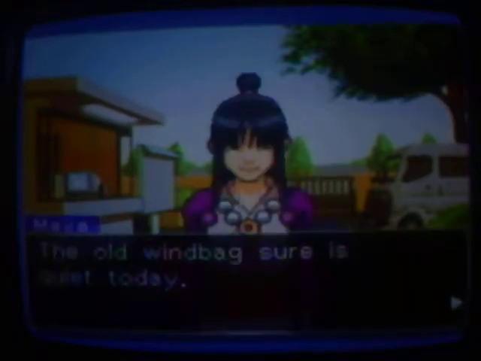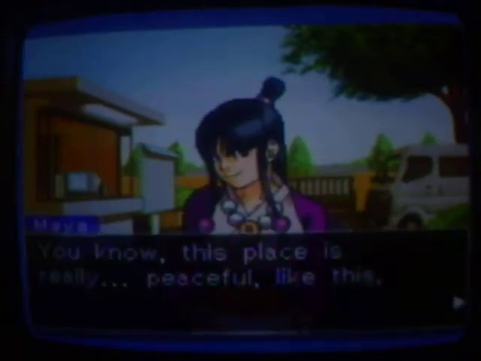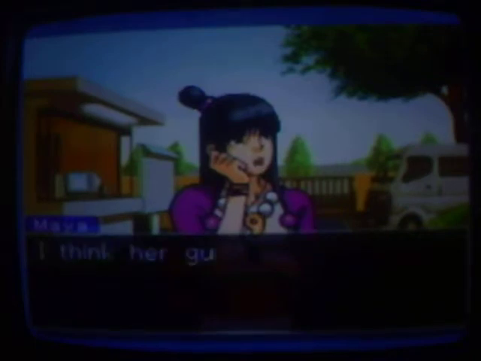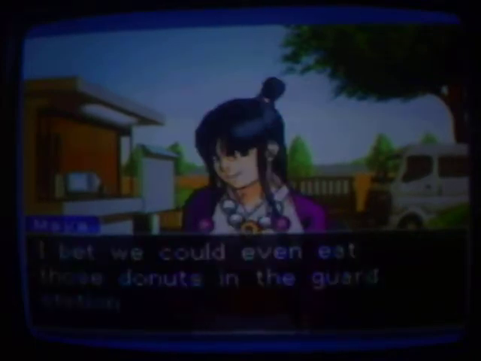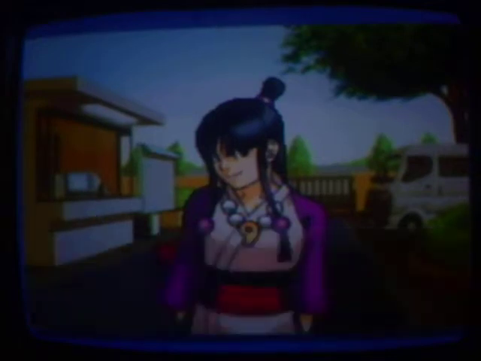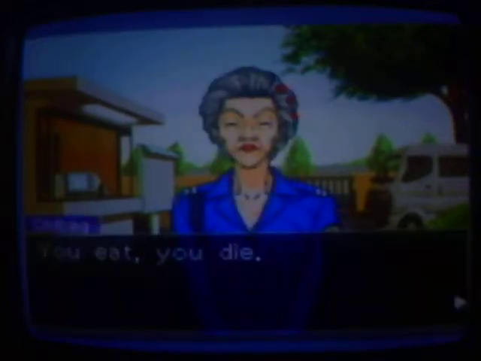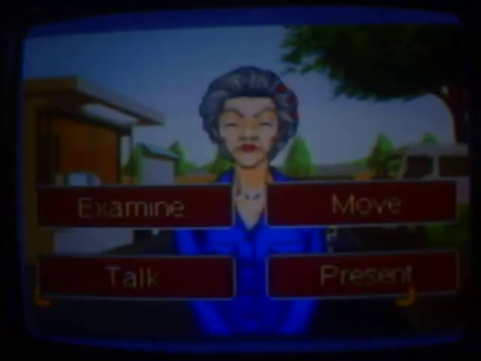Global Studios main gate. The old windbag sure is quiet today. You know, this place is really peaceful like this. Nick, I think our guard's down. Yeah, I bet we could even eat those donuts in the guard station, if we wanted. You eat, you die. Phew, she's alive.